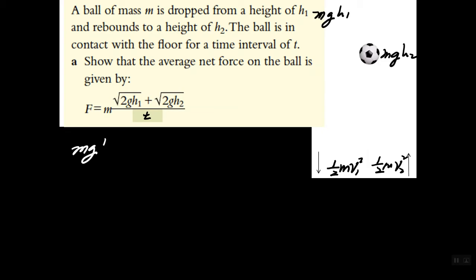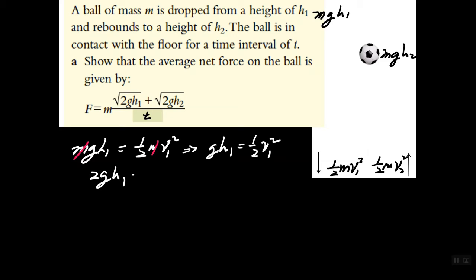So based on the conservation of energy, mgh1 equals 1/2 mv1 squared. The m's cancel out. We get this. Both sides times 2, we get 2gh1 equals v1 squared. Taking the square root of both sides, we get v1 equals root of 2gh1.